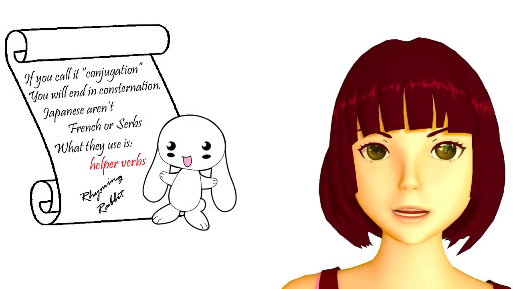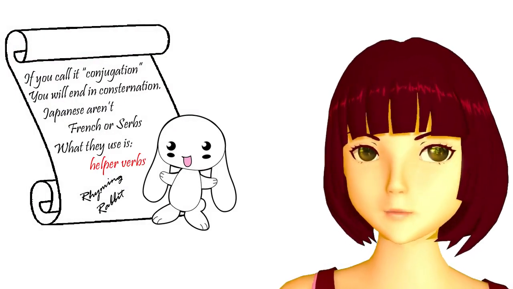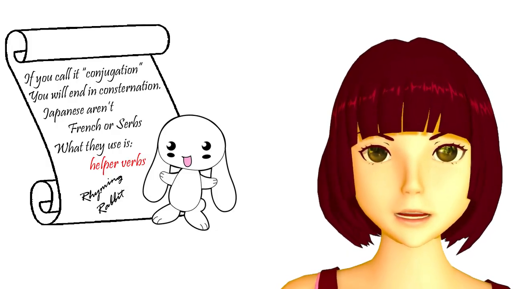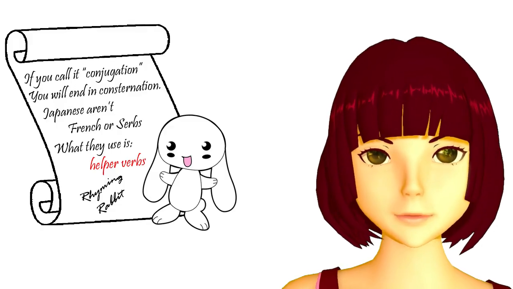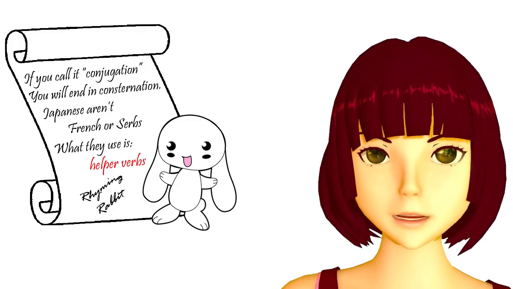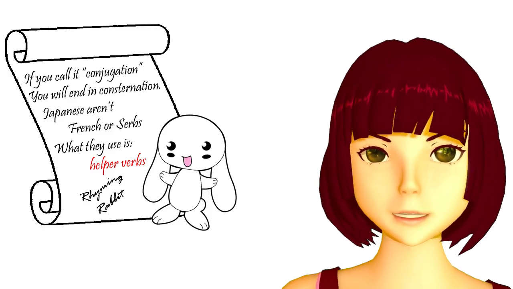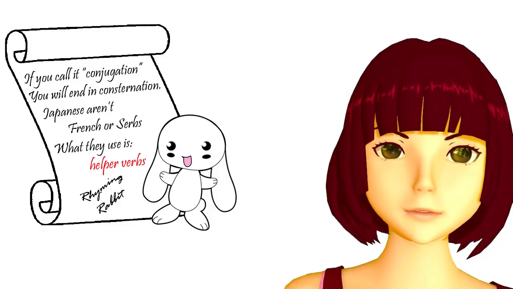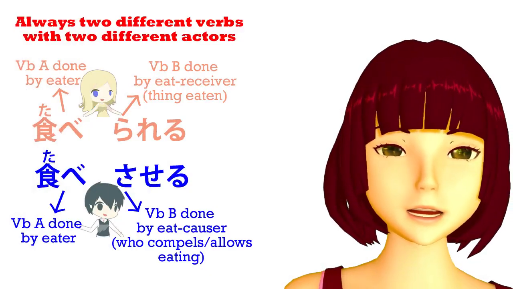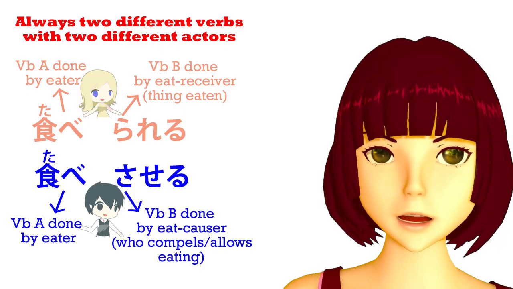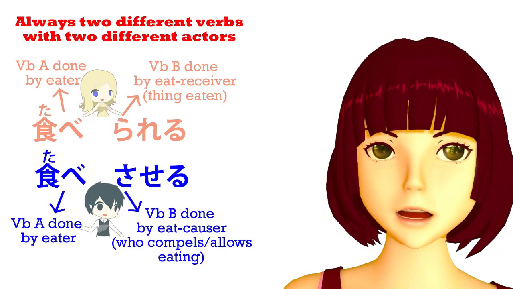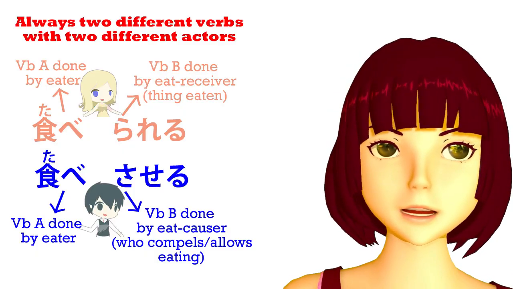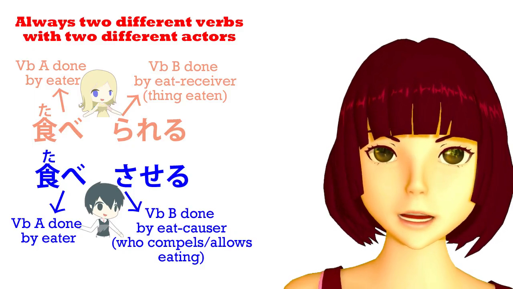Well, the fundamental reason is that they call the causative and the receptive helper verbs conjugations. And the real structure of how they work is completely destroyed and obscured by calling them conjugations. A conjugated verb is by definition a single verb. A verb plus the receptive or the causative helper is never a single verb. It's two verbs.